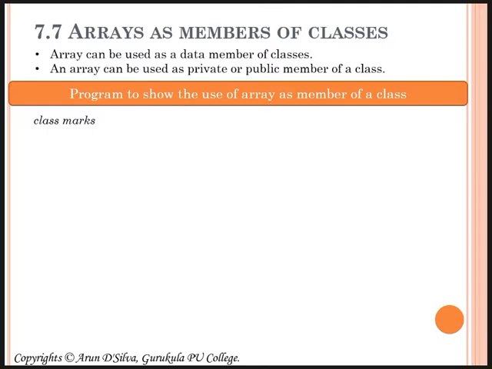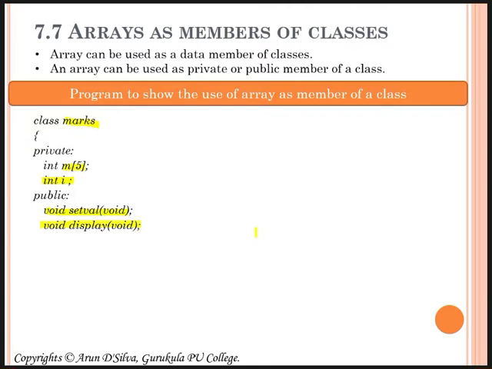So I'll take a C++ program, and I'll take one simple class, that is marks. I'll create one variable of array type, that is m of 5. I've used an integer type array with size 5. And I've used one more integer variable, that is i, for indexing purposes. I've used two member functions in the public section. Now if you see here, this array I've used is in the private section.